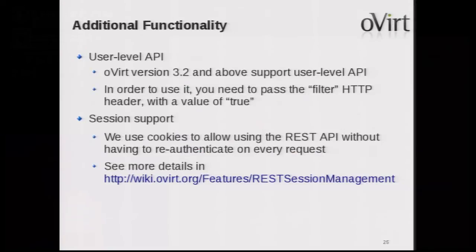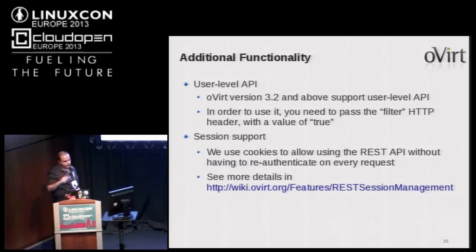So an additional functionality we have in the API that was added about, I think, a year ago. One of them is a user-level API. At first, we only had the admin API. In order to access the API, we needed to have admin permissions in the oVirt engine. I won't go over what admin permission means and how it's created in the oVirt engine, but basically, you needed to be an administrator. And now we also support user-level API. In order to do that, we just added a new HTTP parameter that says that you would like to work with a filtered view, because users are only able to see specific objects and not all of them. Administrators, by definition in our environment, can view anything. They can't do anything, but they can view anything.